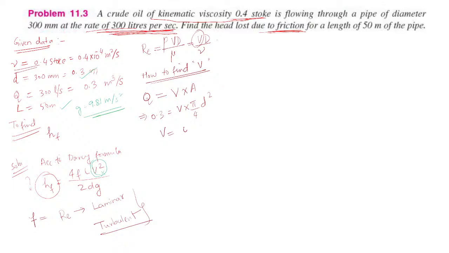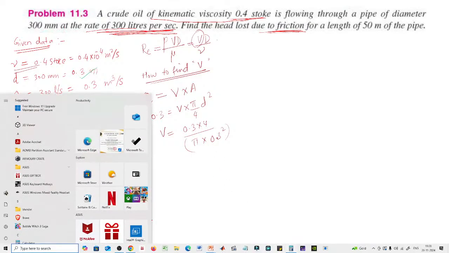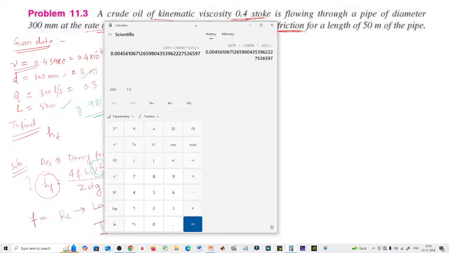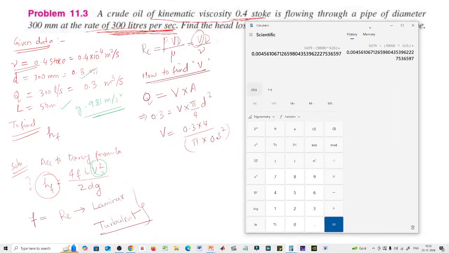So V, I am rearranging this equation: 0.3 into 4 by pi into d square. D here is 0.3, squared, right? You need to calculate this, and you can find the value of velocity. So let's try it and see who is giving the right answer.